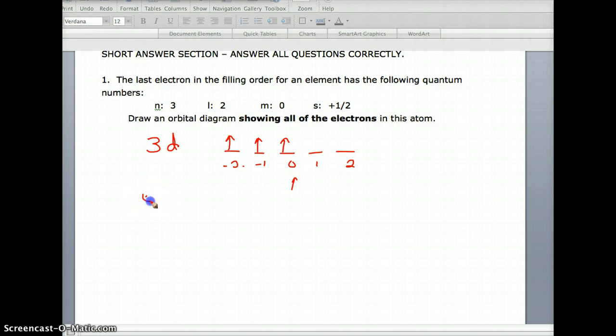And you'd have 1s with 2 electrons in it. 2s with 2 electrons in it. 2p would have 3 orbitals, 6 electrons: 2, 3, 4, 5, 6. Then 3s, 1 orbital, 2 electrons. 3p, 3 orbitals.